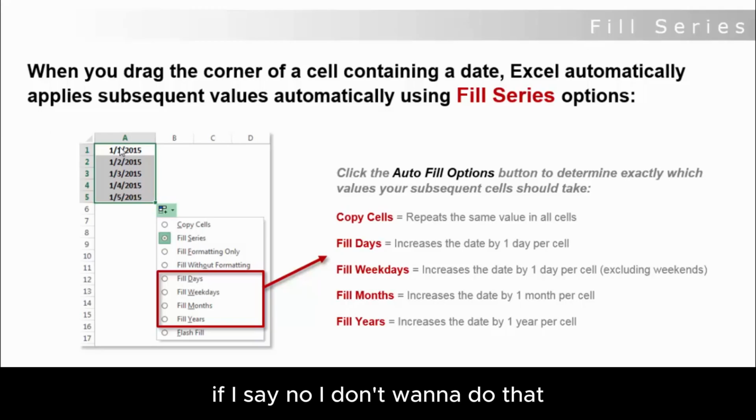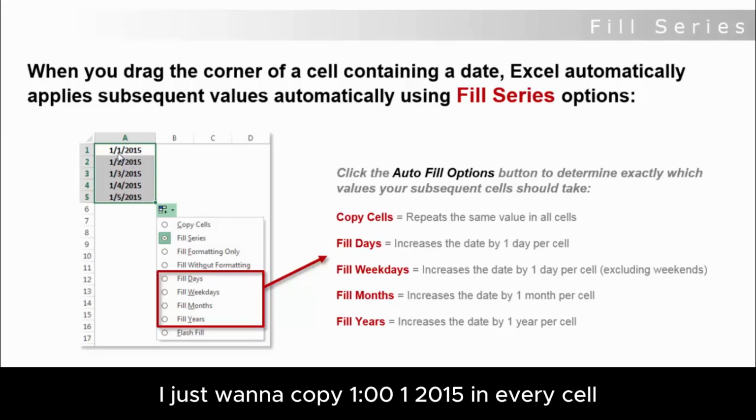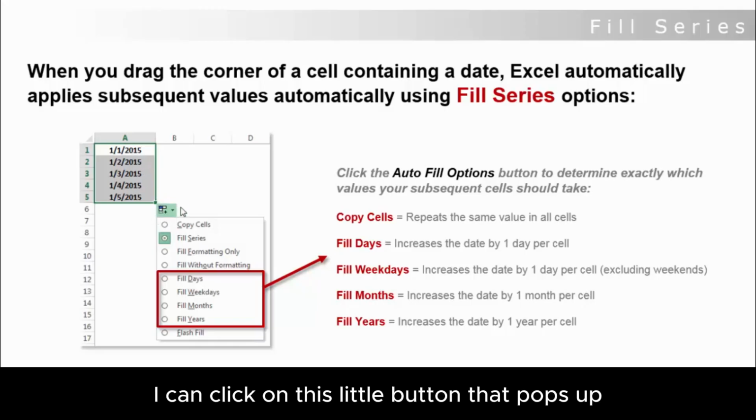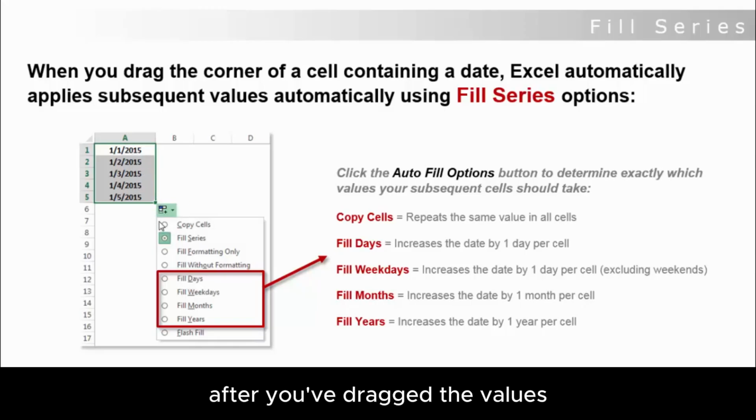If I say, no, I don't want to do that, I just want to copy 1/1/2015 in every cell, I can click on this little button that pops up after you've dragged the values.